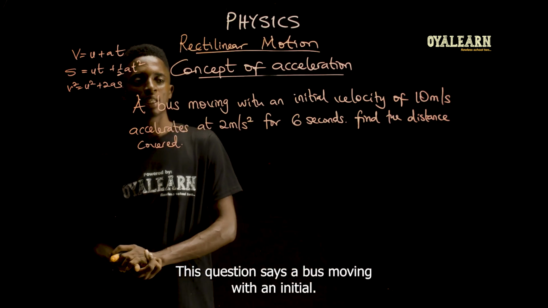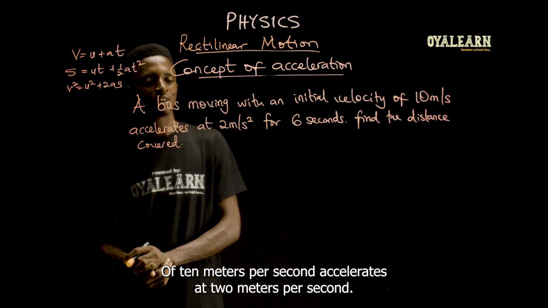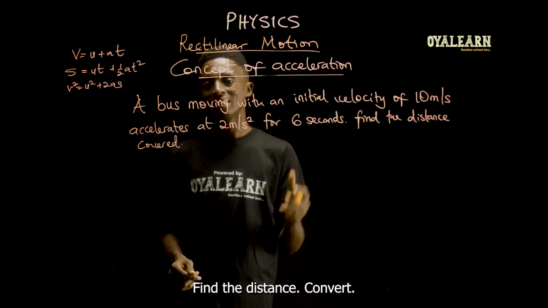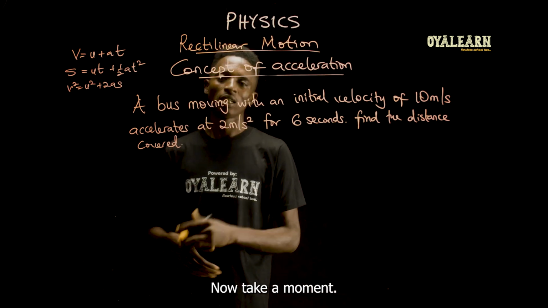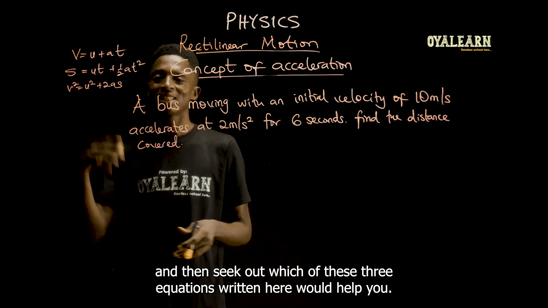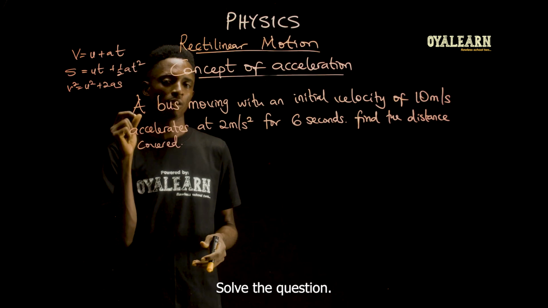This question says a bus moving with an initial velocity of 10 meters per second accelerates at 2 meters per second squared for 6 seconds. Find the distance covered. Now take a moment, write out the parameters given in the question, and then seek out which of these three equations written here would help you solve the question.